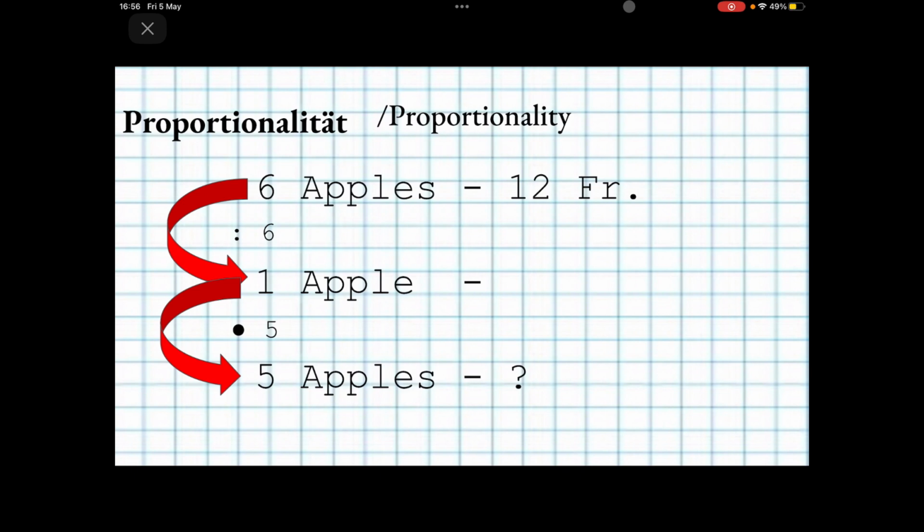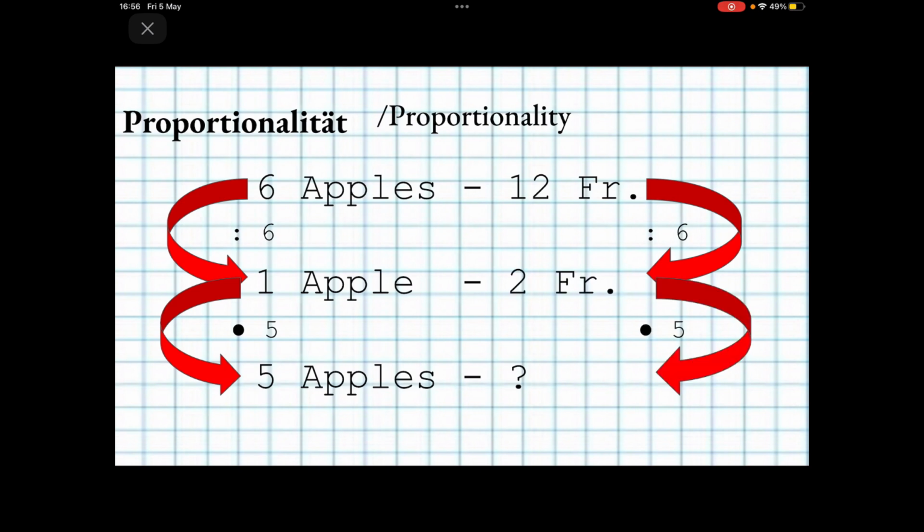Now we just have to copy that on the other side. So 10 divided by 6... I mean, 12 divided by 6, that would be 2 francs. And 2 francs multiplied by 5, that would be 10 francs, and that would be our answer. Don't forget to underline it twice, like I did here, because the examiners don't know where your answer is written, so you have to underline it twice.